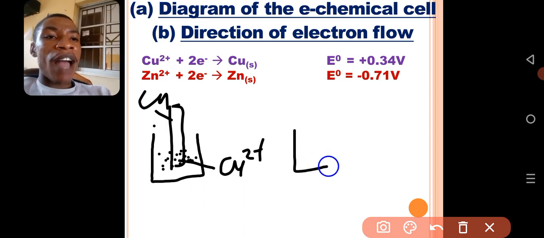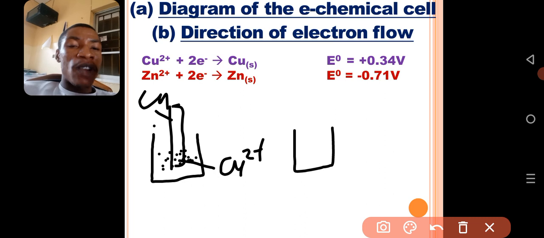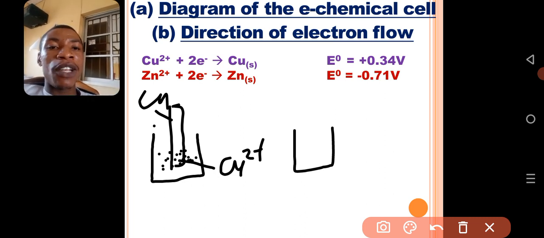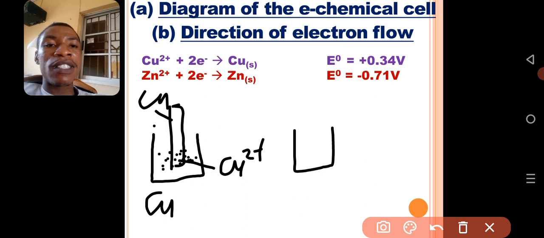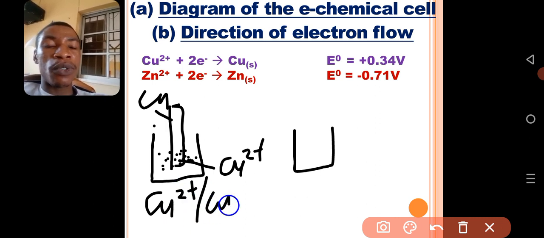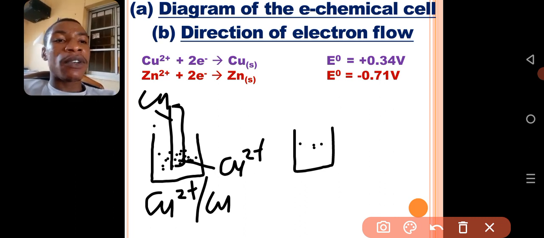Also we have the zinc half cell. You can represent the copper half cell by this notation: Cu2+ slash Cu. That's the copper half cell. Now let's do the zinc half cell. That's the zinc ion.